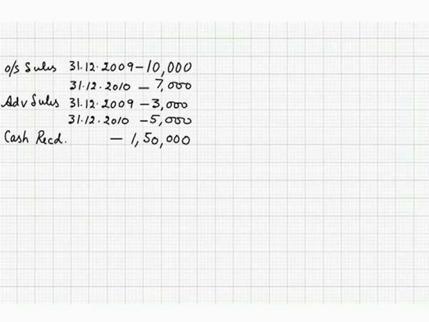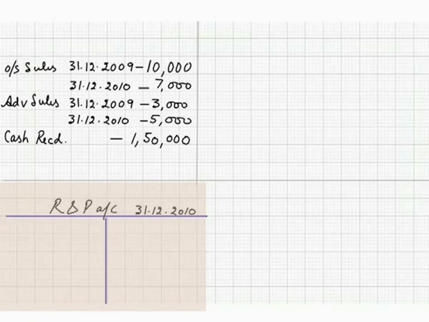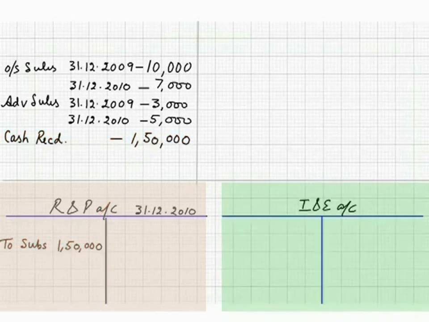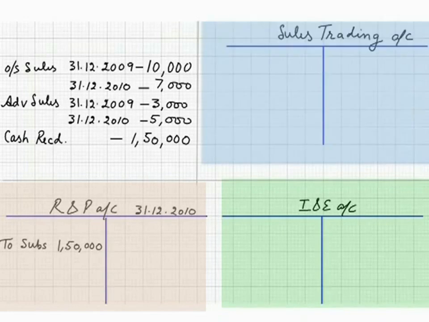It means on the debit side of the receipts and payments account for the year ended 31st December 2010, it was 1,50,000 rupees. Now the question is, how much should be shown on the credit side of the income and expenditure account? Because there is outstanding subscription, I mean subscription in arrears, and advance subscription, better you go for a subscription trading account. That will be easy for you. So prepare a subscription trading account.